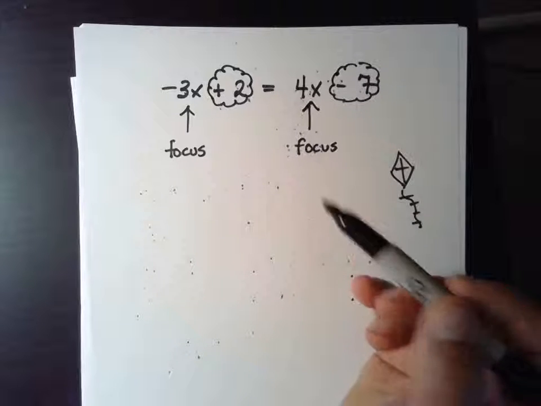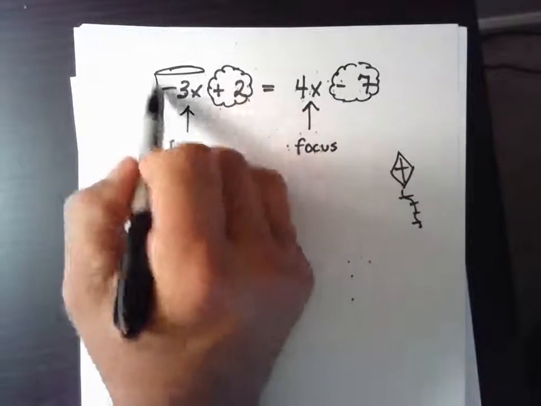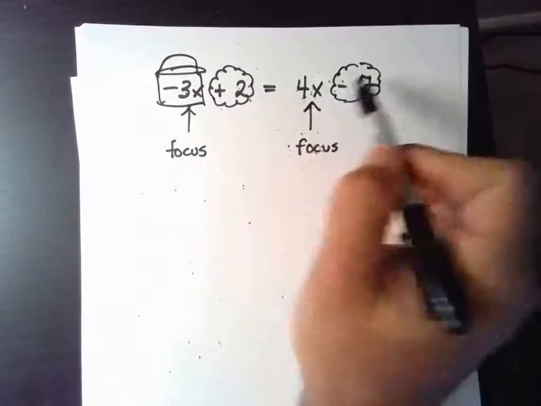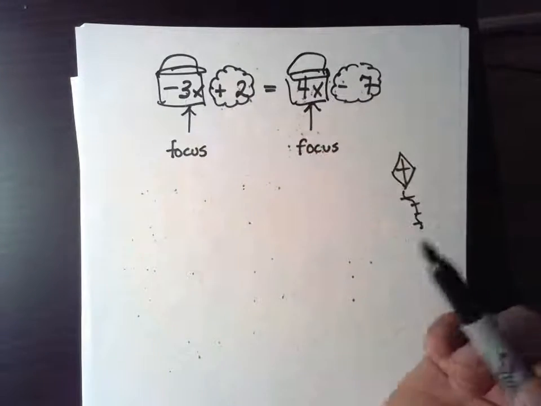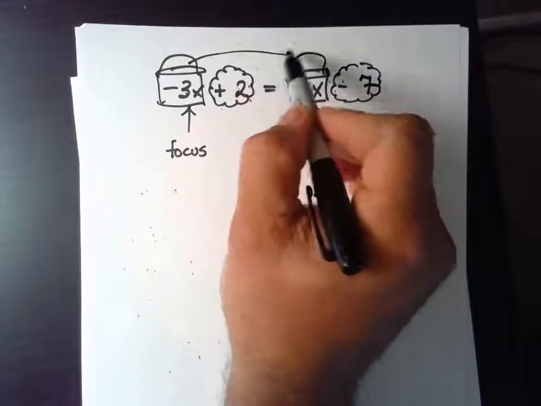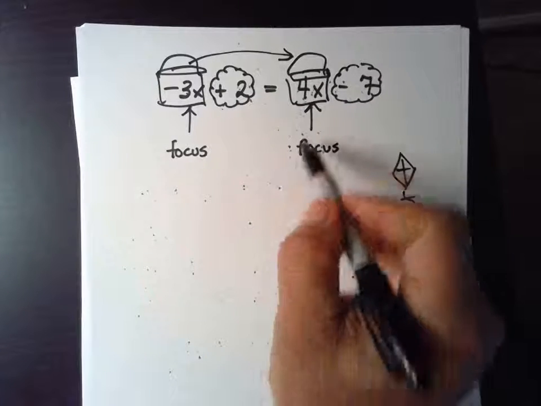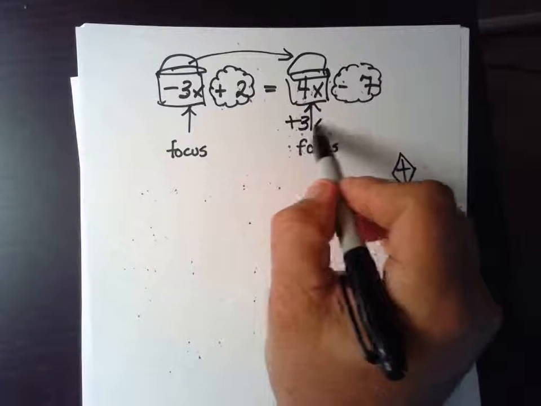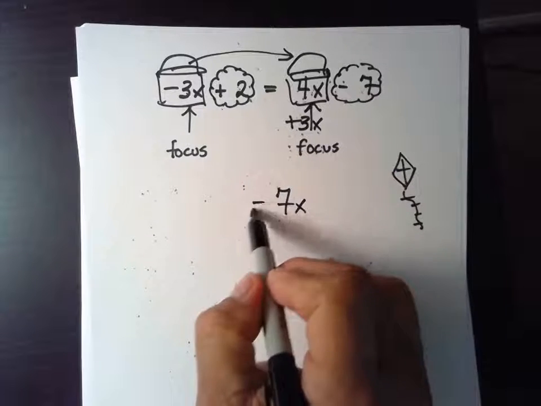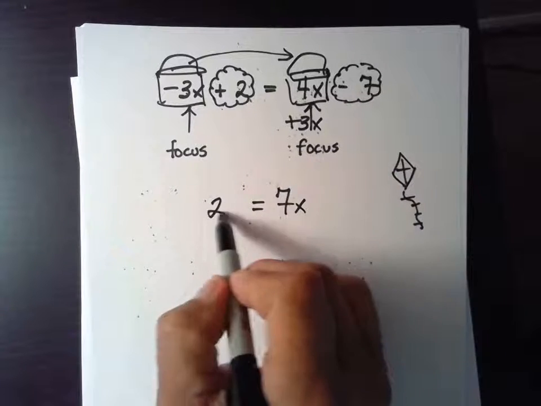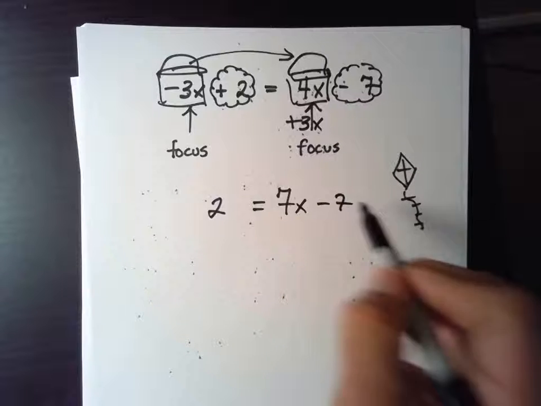So, which one's the smallest bucket? Well, most of you should have said the negative 3x. So you bring it over. And that becomes a positive 3x. And that becomes 7x. So you kept your variable positive. And now you've got 2 minus 7.